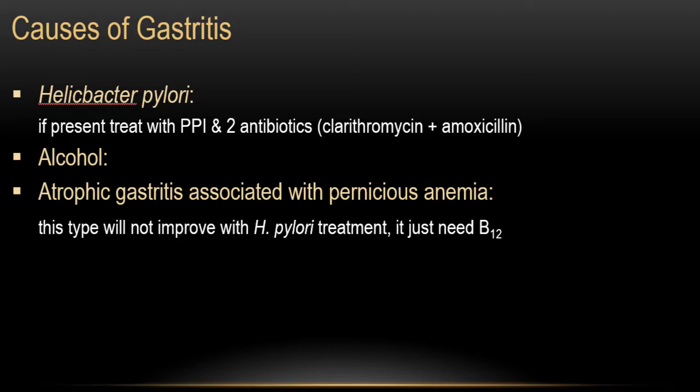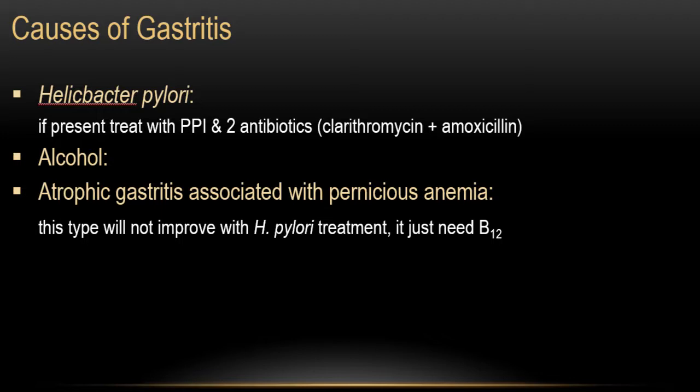pylori is a bacteria. We need to treat it by 2 antibiotics. The most commonly used ones are clarithromycin and amoxicillin, combination of clarithromycin and amoxicillin. And we also give a proton pump inhibitor, as I said, to reduce the acid in the stomach and give some time for this inflammation to heal. Alcohol is one of the causes of gastritis also.